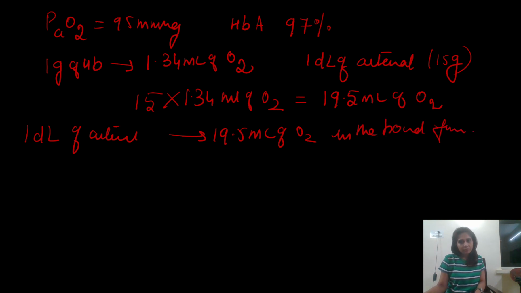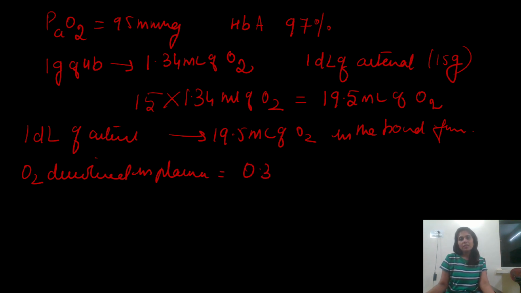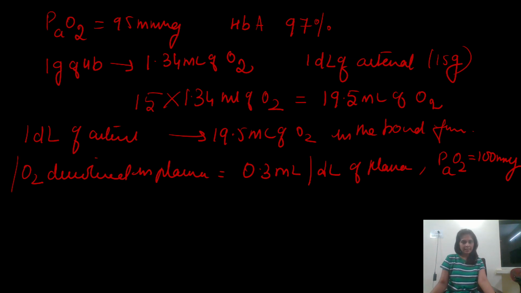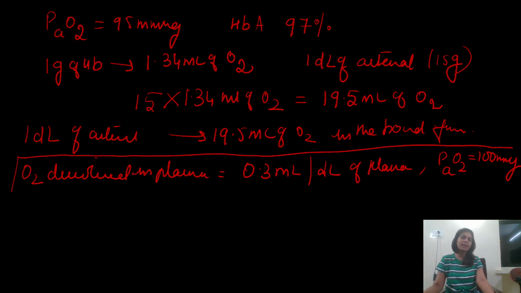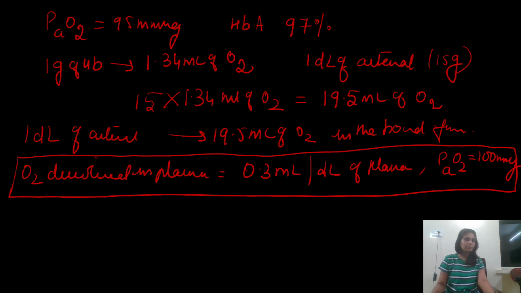And please remember, your blood does not only carry oxygen in the bound form, it also carries oxygen in the dissolved form in plasma. And that is a constant. The amount of oxygen dissolved in plasma is a constant, and that is 0.3 ml of oxygen per deciliter of plasma, when the arteriolar partial pressure of oxygen is 100 millimeter of mercury. This is a statement which you all should memorize. You should all have it by heart if you want to set up a ventilator.